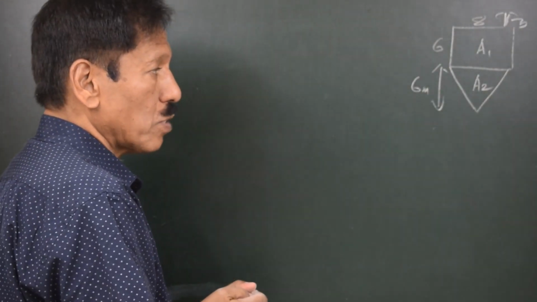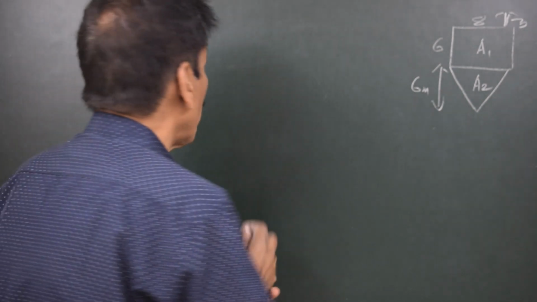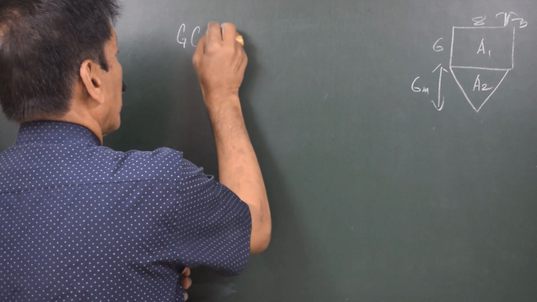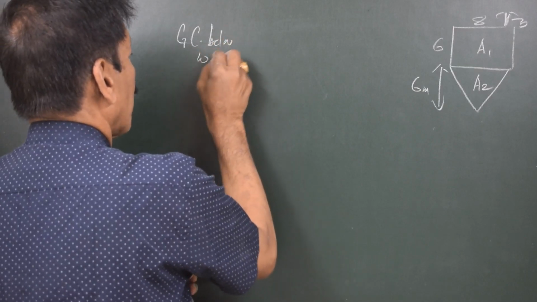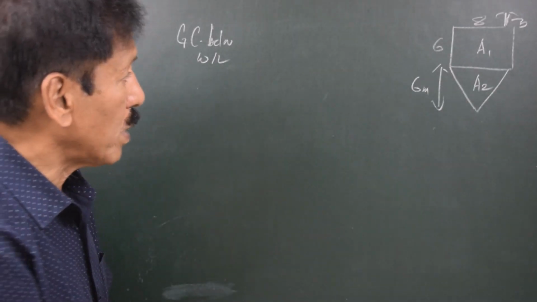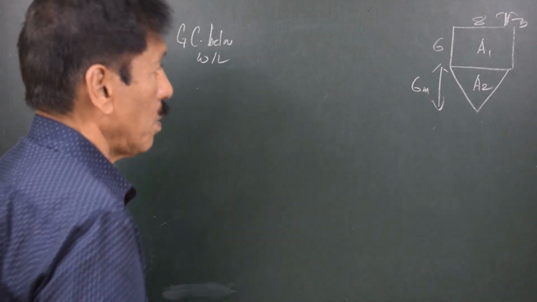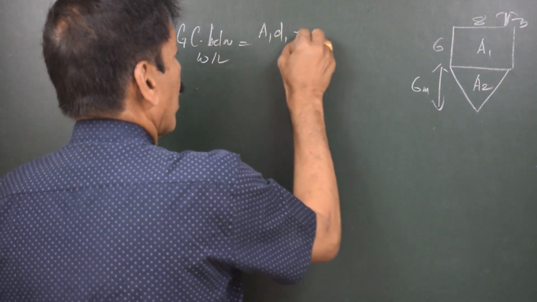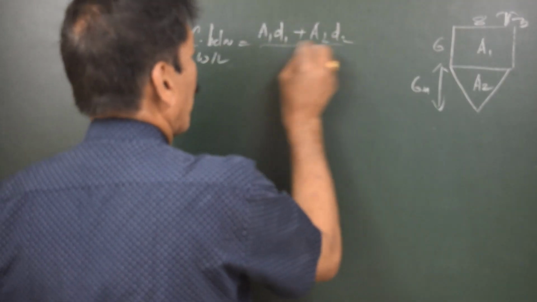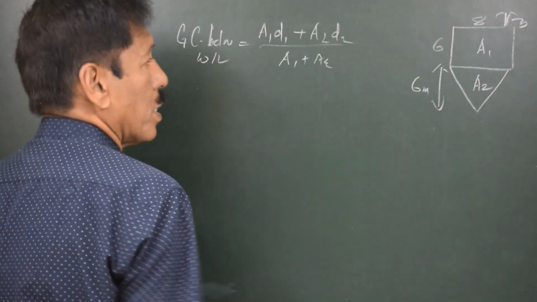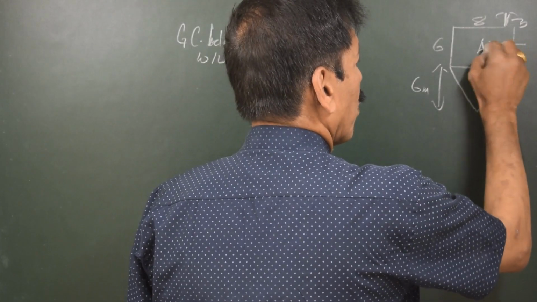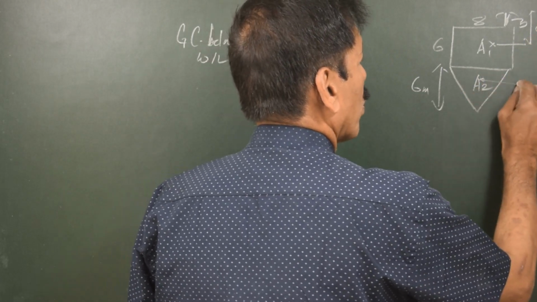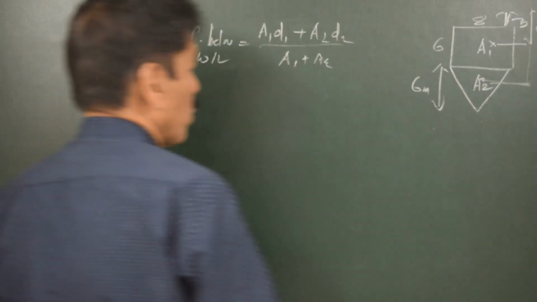The first thing to do is to find the common centroid. The best way is to find the common geometric centroid below the water level, about which we are going to take the moment. We are going to take the moment of area about the water level. The formula is A1 D1 plus A2 D2 divided by A1 plus A2. This is D1, and from this centroid to the water level, the distance is called D2, right?